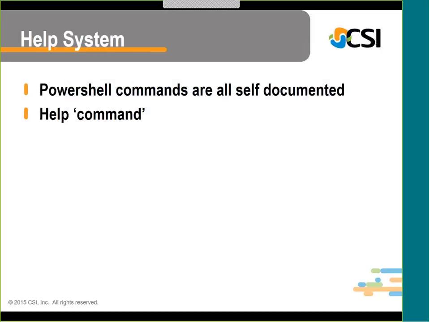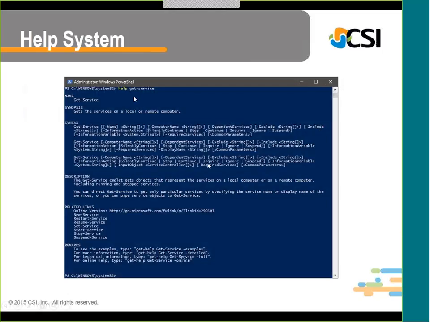All the PowerShell commands are self-documented, and all you have to do is type help and then the name of the command. So, for example, I was referencing Get-Service, which for some reason is missing in the wildcard listing, but the command does exist. If you do a help Get-Service, it will give you a brief listing of what the command will do.